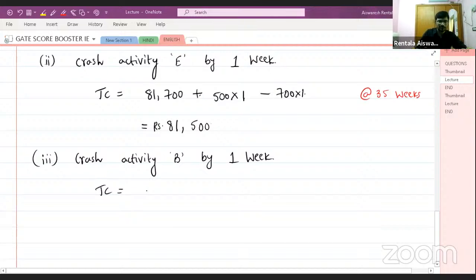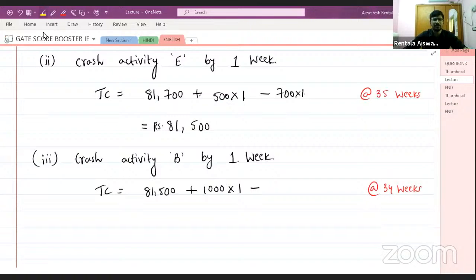Previously what was my total cost? 81,500. So after this, again I have done crashing. If I do crashing, 1,000 rupees extra I have to pay for 1 week, right? But what will be the reduction in duration? It will be 34 weeks, right? So if it is 34 weeks, again I have to minus 700 into 1.